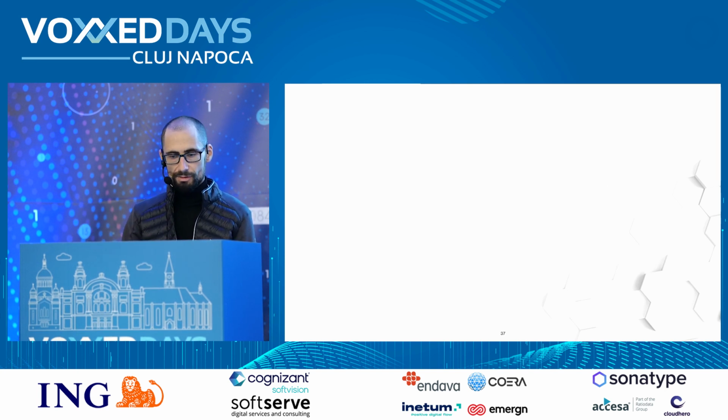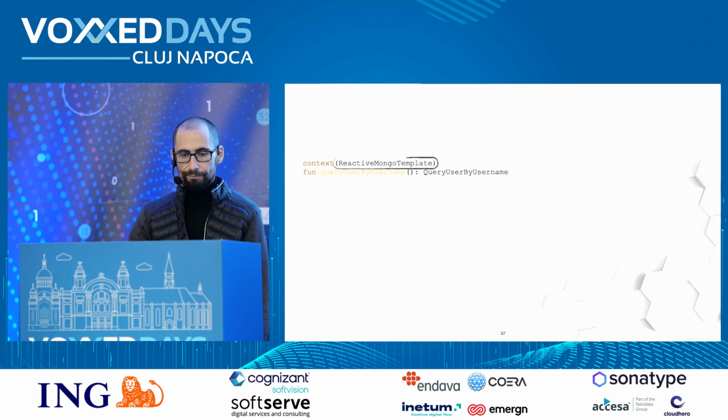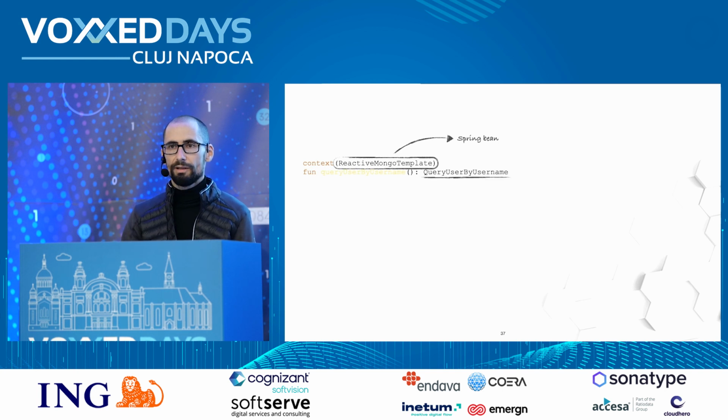Okay, so I've implemented this. The signature looks like this. Again, reactive Mongo template is a Spring Bean. However, our type is not, and we don't want to use any annotations.